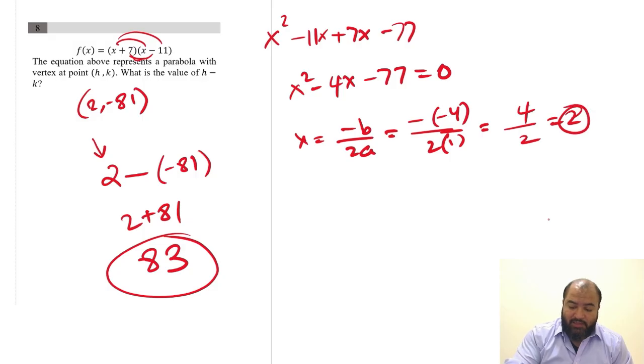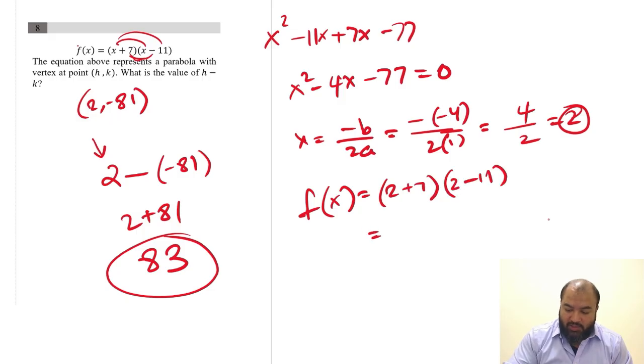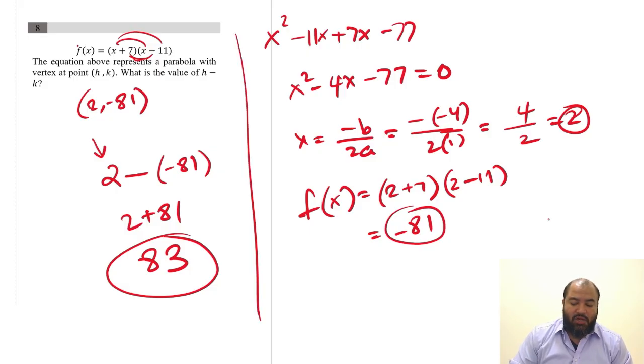And if you want to find the y, you just plug in the 2 into f of x. So f of x equal to 2 plus 7 times 2 minus 11, that will be negative 81. In this case, either way you can handle it. If you don't want to do all the work, just type it into Desmos. So you have to learn when to use Desmos because it's very helpful, but also when you shouldn't use it. Okay, so that's the trick.